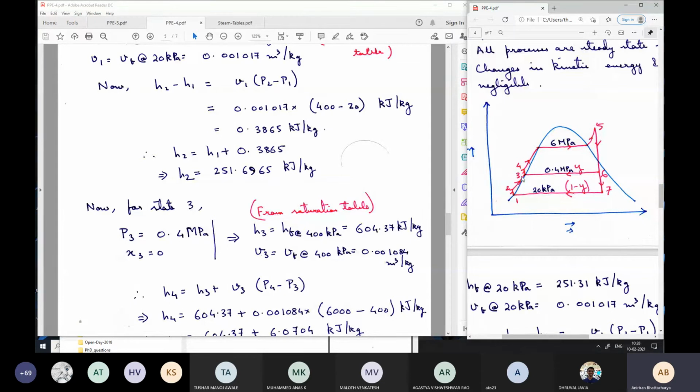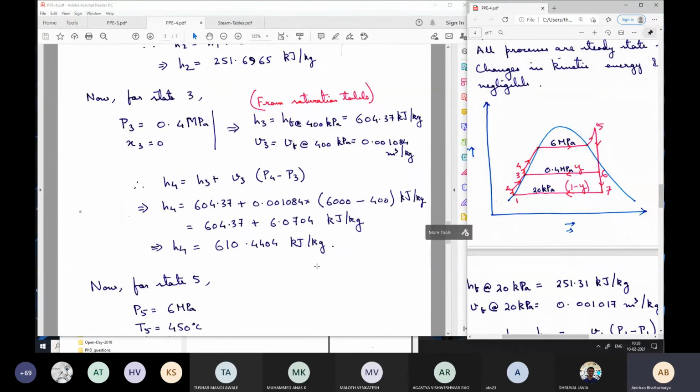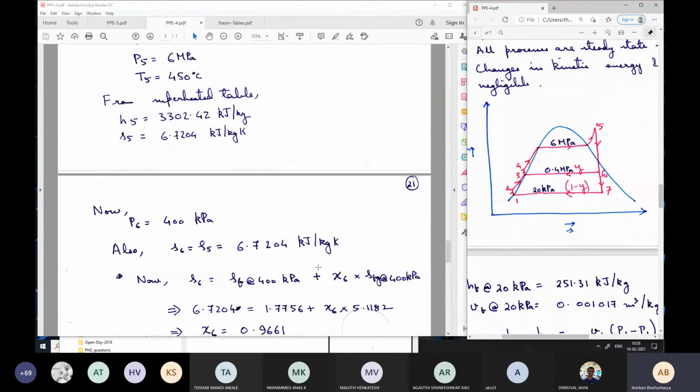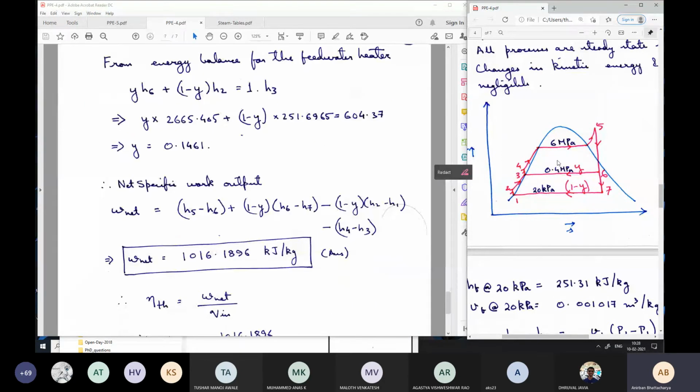So y is 0.1461, and then the net specific work output can be easily calculated. Work output from the turbine is H5 minus H6, plus (1 minus y)(H6 minus H7), because 1 minus y is the mass flow rate of steam through this part. From this net turbine work output, we subtract the pump work input. For the first pump, the mass flow rate is 1 minus y, so (1 minus y)(H2 minus H1). For the second pump, the mass flow rate is 1, so it is H4 minus H3.